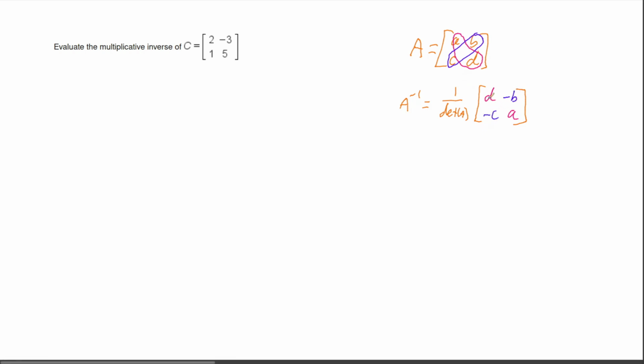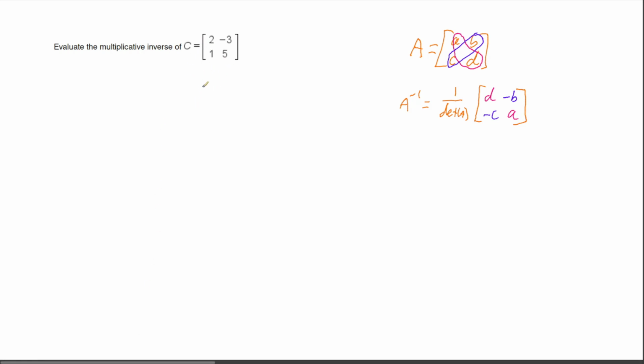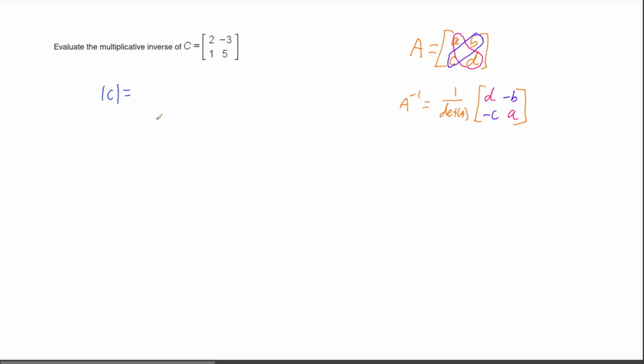So on my leading diagonal, I swap them. My other diagonal, they stay in the same place, but we make them the negative of whatever they already are. So if I'm going to go to my problem over here where I want to calculate the inverse of C, my first thing is to evaluate its determinant.